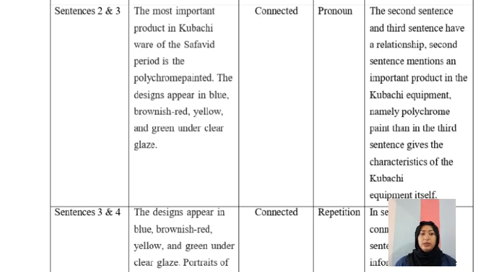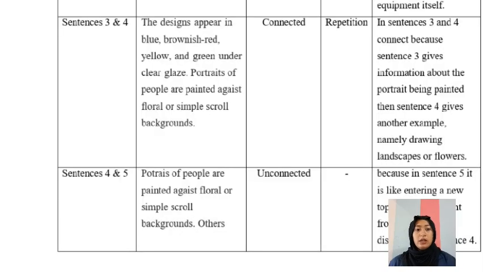Sentences 2 and 3 are connected because of the pronoun. The second sentence and the third sentence have a relationship. The second sentence mentions an important product in the Kubachi equipment, namely polychrome paint. Then the third sentence gives the characteristic of the Kubachi equipment itself. Okay, move to sentences 3 and 4, connected because of the repetition. Sentence 3 gives information about the portrait being painted. Then sentence 4 gives another example, namely drawing a landscape or flower.